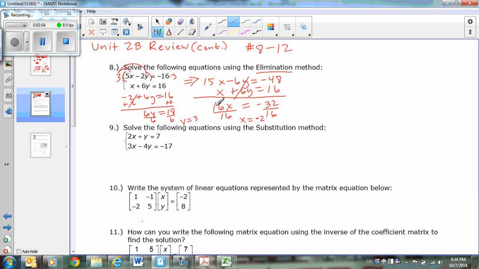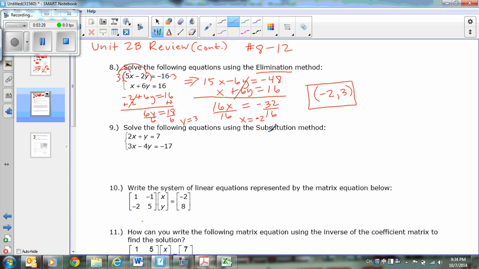So we have found our x value and our y value. Let's write our answer as an ordered pair, negative 2, comma 3, and there is our solution. That would be, graphically, the coordinates of the point where these two lines intersect. Algebraically, negative 2, 3 would be the x, y values that work in both equations at the same time. All right, moving on to number 9.